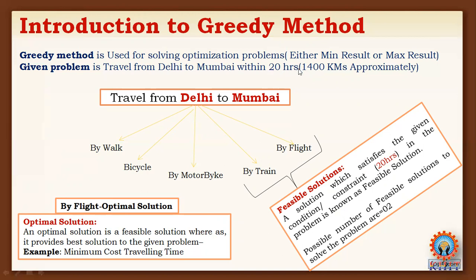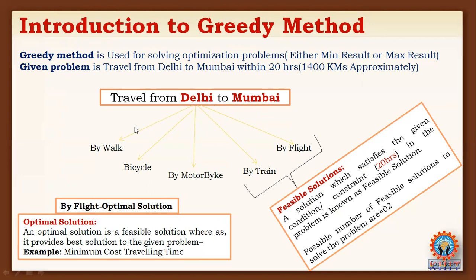The maximum time limit is 20 hours. There are many ways to solve the problem, but we will see how to solve it using the greedy strategy. As I told you, greedy means a choice property. Greedy means choice. There are many choices to solve the problem. The target is that a person travels from Delhi to Mumbai, approximately 1400 kilometers. How will he reach from Delhi to Mumbai? Let us discuss. There are many ways, many possibilities or choices, to travel from Delhi to Mumbai.